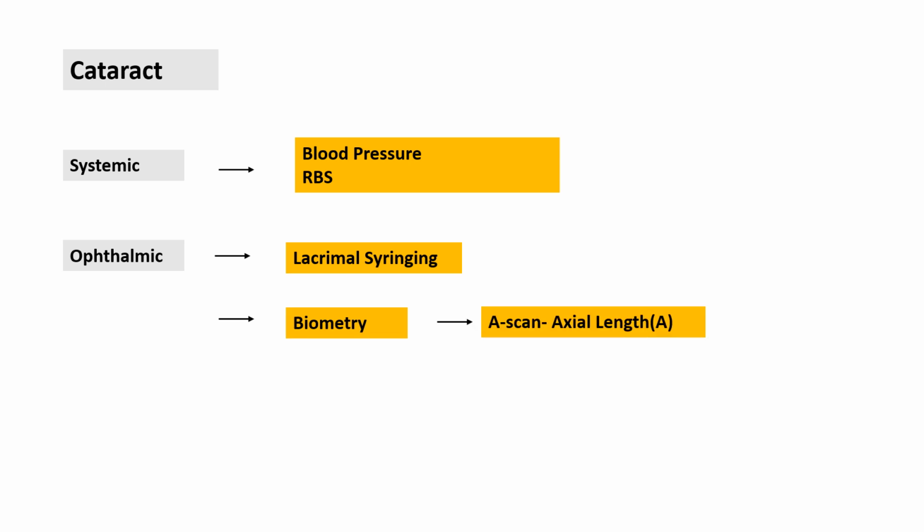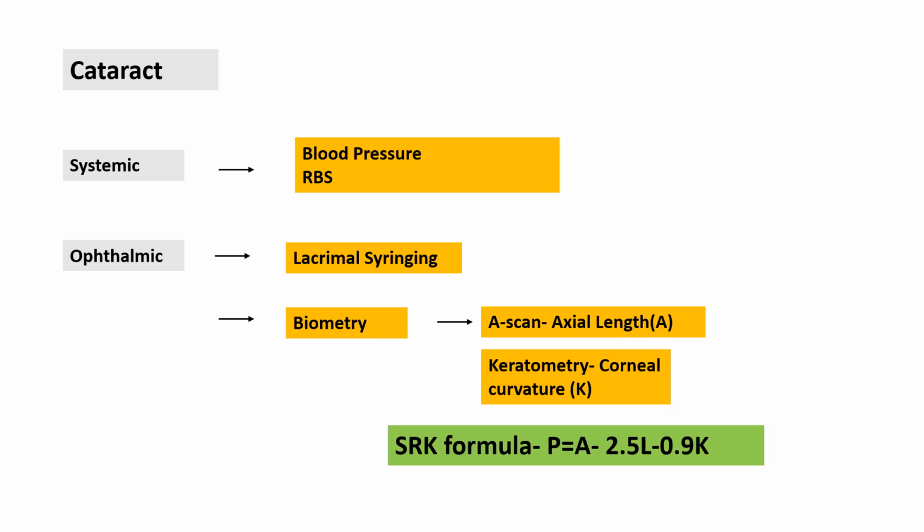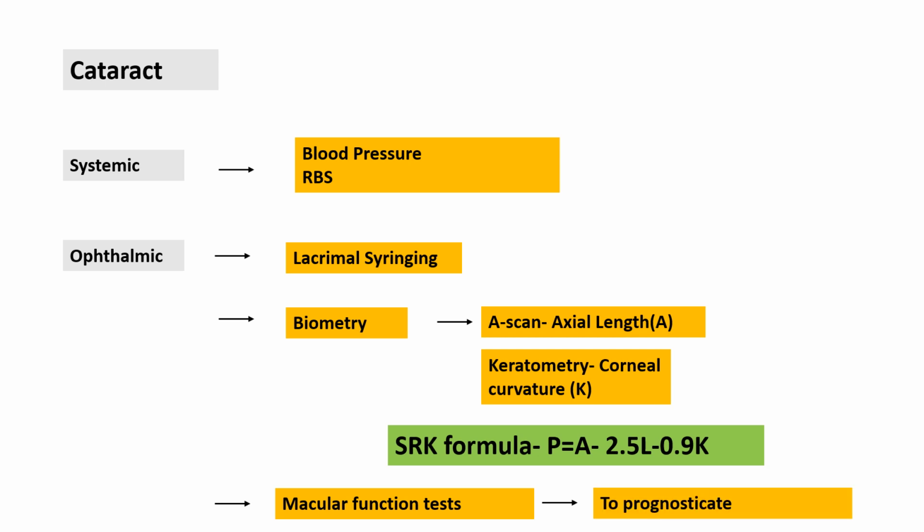What is biometry? It includes a scan to measure the axial length, and keratometry, that is to measure the corneal curvature. Using those two, with the SRK formula, you will calculate the intraocular lens power, which is P equals A minus 2.5 L minus 0.9 K, where L is the axial length, K is the keratometry, and A is a constant for each lens. You will probably do a macular function test to prognosticate whether the patient will improve with vision or not.